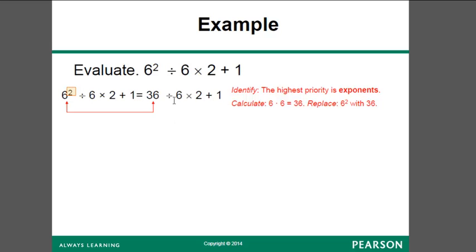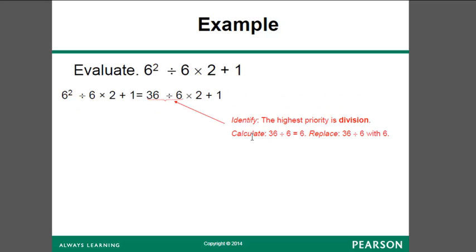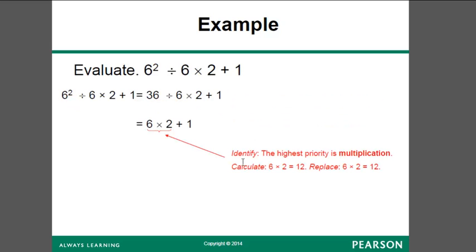Then I look at the rest of my problem. I don't have any parentheses. I don't have any more exponents. I move to multiplication and division. I have multiplication and division. Which one do I do first? The correct answer is actually the division, because it comes first from left to right. I need to do this division before I do this multiplication. So if I do 36 divided by 6, it will give me 6.